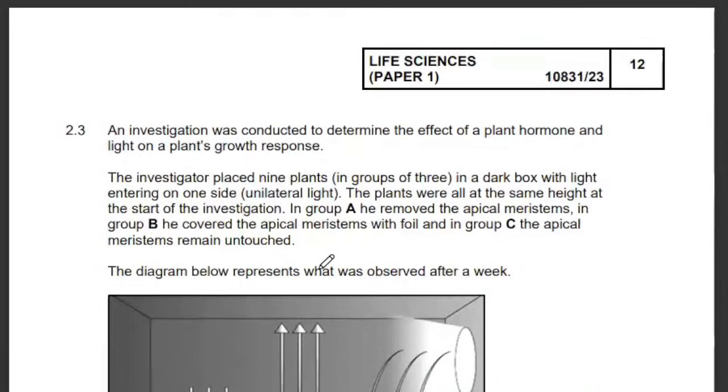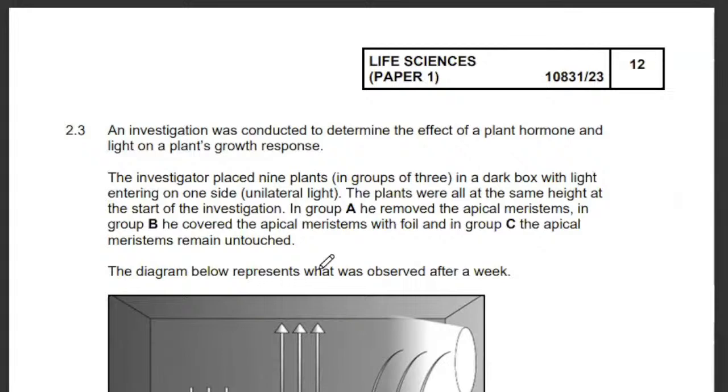The investigation was conducted to determine the effect of plant hormone and light on the plant's growth response. Investigators placed 9 plants in groups in a dark box with light entering one hole or one side, which we call unilateral light. The plants were all at the same height at the start of the investigation.